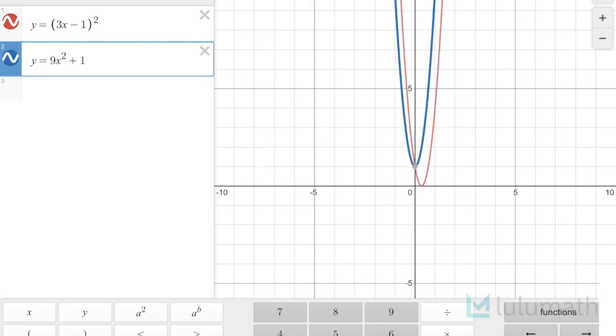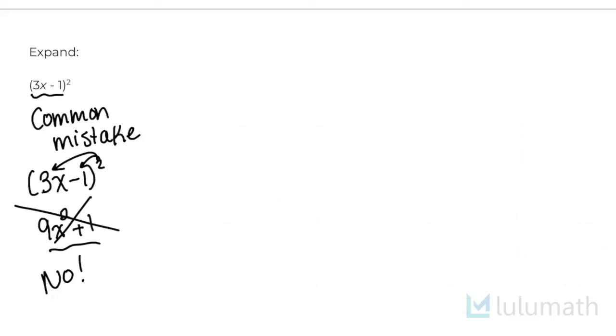And if you notice, we have our red parabola, which is our top one up here, and we have our blue parabola, which is our bottom one down here. They don't line up, which means that our expressions here are not equivalent. It's a very common mistake people will make. Don't fall into that trap. With that being said, we need to understand what 3x minus 1 squared means.